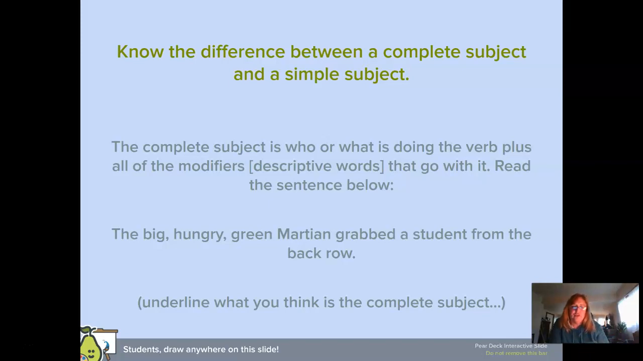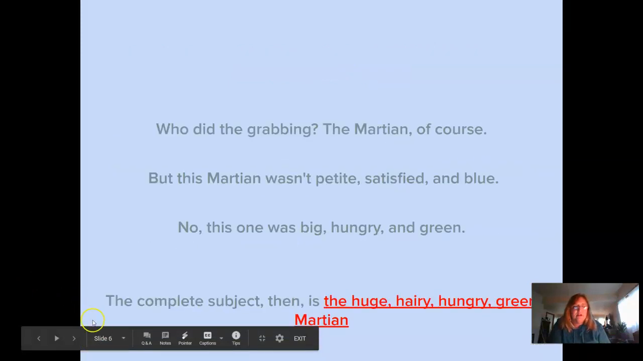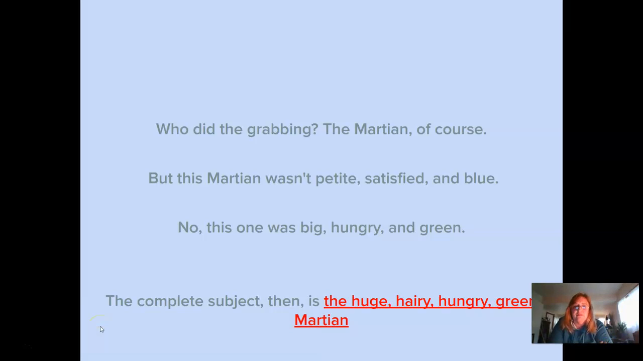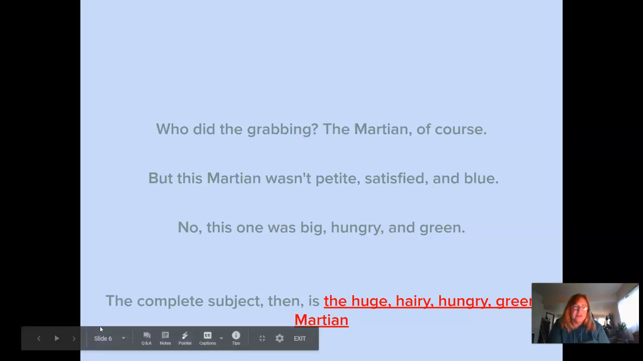Okay, so now that you think you have an idea, let's see how you did. All right, so the Martian is the one that did the grabbing. The grabbing was the verb. And the words that described the Martian: huge, hairy, hungry, and green. The word the is also an adjective, even though it's just a small, unimportant word we often call an article. Yep, it's an article, but its overall part of speech is an adjective. So that is our complete subject there.